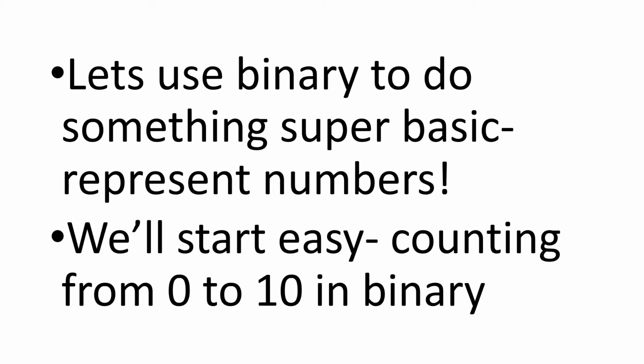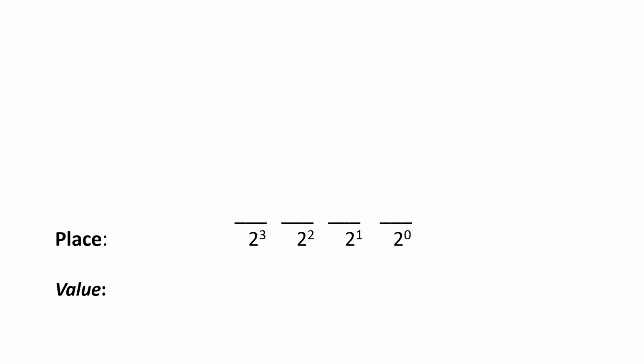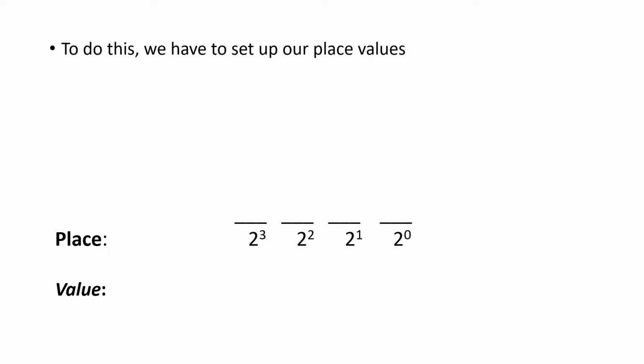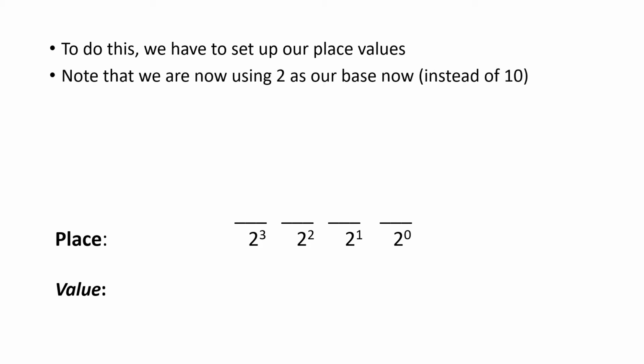Now let's use binary to do something super basic. We're going to represent numbers, and we're going to start by counting from 0 to 10 in binary. To do this, we have to create what I call a cheat sheet. So we're actually setting up our place values. And note now that we're using 2 as our base instead of 10.